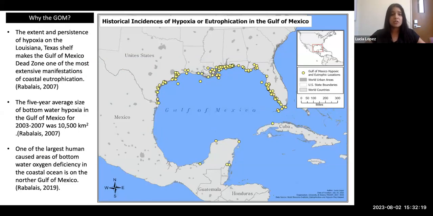And so why did I choose the Gulf of Mexico? Well, it has persistent hypoxia in the Louisiana and Texas shelf. So it's one of the most extensive areas of a dead zone. And the 5-year average size of hypoxia in the Gulf of Mexico is about 10,500 square kilometers. And it is one of the largest human-caused areas of bottom water oxygen deficiency.